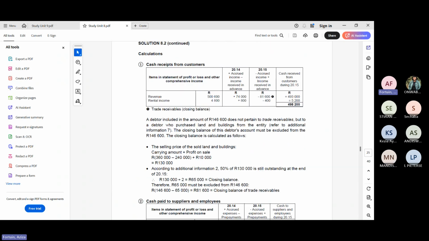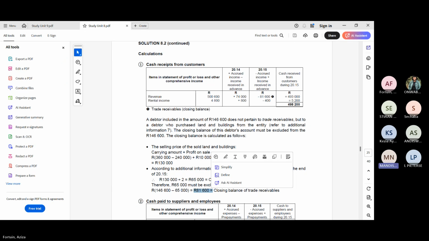But they gave us here the calculation, the carrying amount plus the sale was 130. Then they took 130 because it was equally divided, and so at the end of the day, it was 65,000 was the closing balance, which we had to reduce from the debtors. So out of that, 81,000 was only for normal trade debtors. Therefore we put the 81,600 there. You with me?